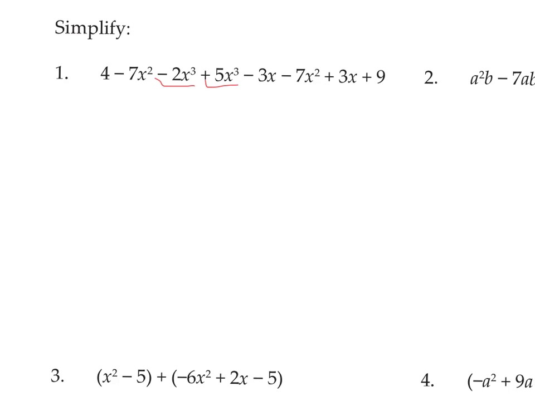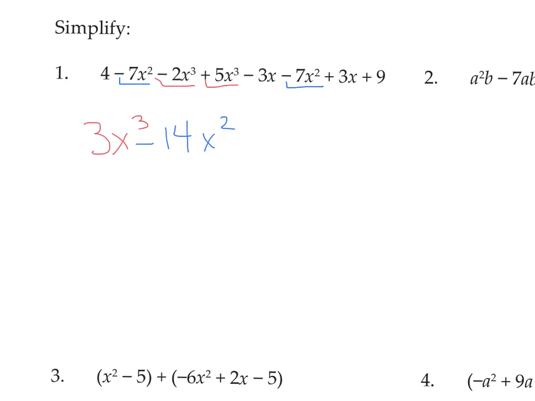When you're combining like terms, remember you add the coefficients, negative 2 and 5 gives us 3. The variables and their exponents stay the same. So negative 2x cubed plus 5x cubed makes 3x cubed. Then we're going to go to the square terms. We have negative 7x squared and another negative 7x squared. Negative 7 plus negative 7 makes negative 14x squared.